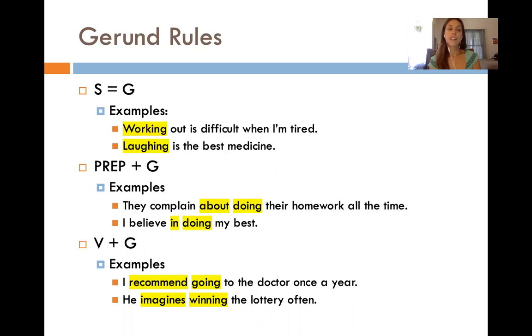Verb plus gerund equals gerund, which means the gerund comes after the verb. So examples: I recommend going to the doctor once a year. Recommend is the main verb, and going is the gerund. He imagines winning the lottery often. Imagines is the main verb and winning is the gerund. So again, we have subject equals gerund, prep plus gerund, verb plus gerund.